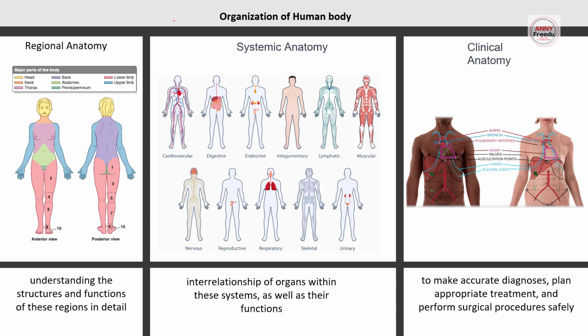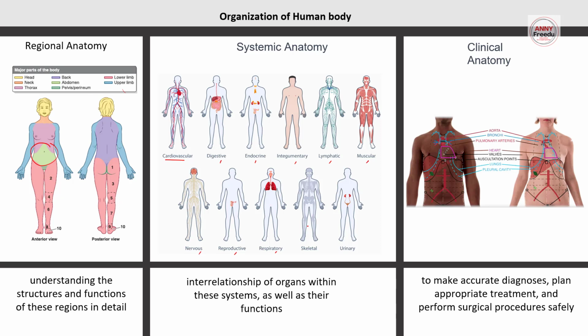But don't get confused. We don't teach first regional anatomy and then systemic anatomy and then clinical anatomy. We do them at the same time. For example, if I teach you the abdominal region, I need to teach you the blood supply and blood drainage, digestive system, endocrine, integumentary, which means hair, skin, nails, etc., lymphatics, musculature system, what are the nerves in the abdominal region, reproductive system, respiratory if there is any, and skeletal and urinary systems in the abdominal region.